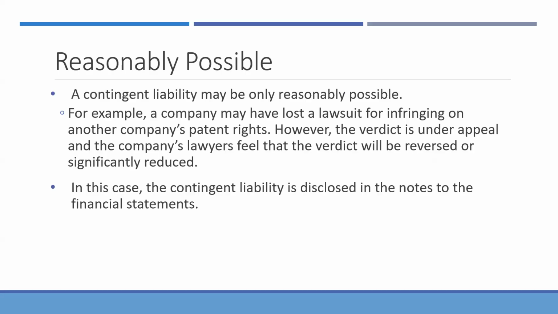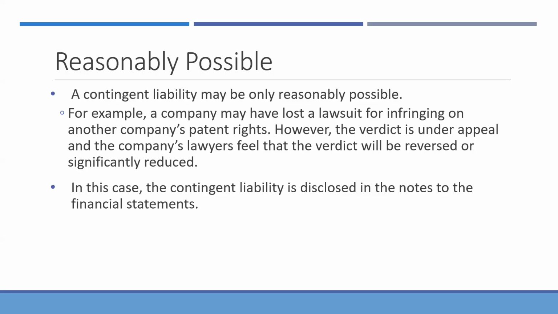And then reasonably possible: a contingent liability may only be reasonably possible. In this case, the contingent liability is disclosed in the financial statements. So it's not probable. So whether it's estimatable or not, we're not going to accrue for it, because it's not probable, it's only reasonably possible. But that's still a high enough likelihood that investors should know about this.